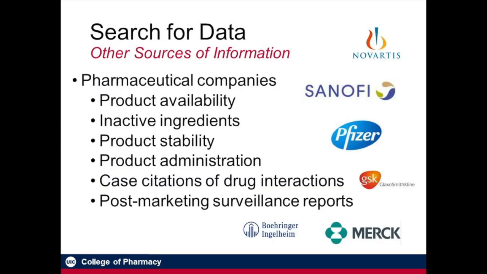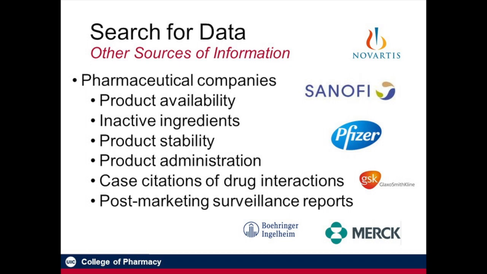Oftentimes, the pharmaceutical industry is a great place to turn to for specific product information. Product availability is important, especially in a drug shortage. You want to get updates on when the product will be available again, or for inactive ingredients if the patient has a specific allergy to a dye or gluten. The manufacturer may be able to provide additional information.